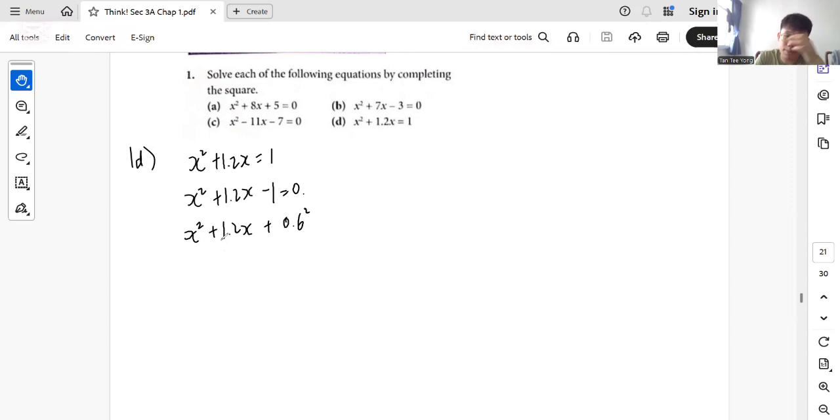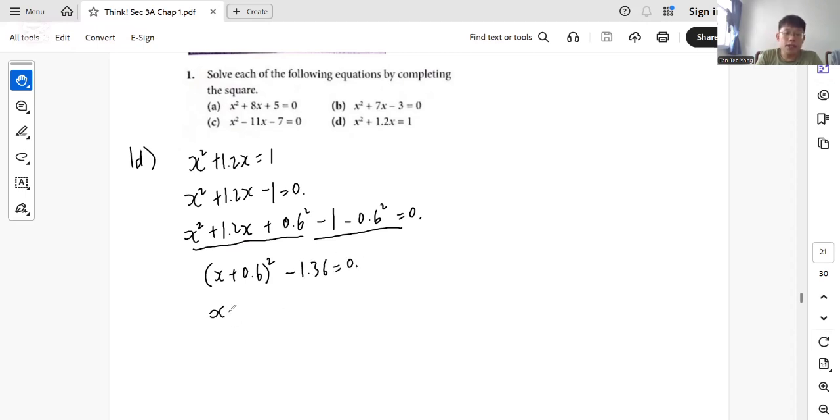So how do I get 0.6? Because 1.2 divided by 2, right? Then minus 1 minus 0.6 square equals to 0. So this part here, you can complete the square, and then it becomes x plus 0.6, the whole thing square. And for the other part, we will press the calculator. So I will get minus 1.36 equals to 0. Okay, so x plus 0.6 square equals to 1.36.